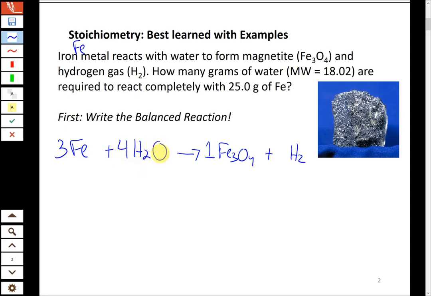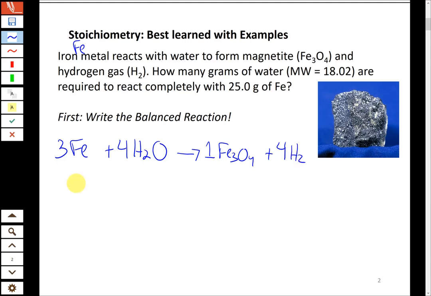And now with 4 waters on the left side, we have a total of 8 hydrogens, so we need a coefficient of 4 there to make sure that hydrogen is the same on both sides. So I went through that quickly, but that's always going to be the first step in stoichiometry. Review how to balance equations if that was a little bit unclear at this point. But you're, again, just making sure that the elements and the atoms on one side of the arrow are the same as what's on the other side.